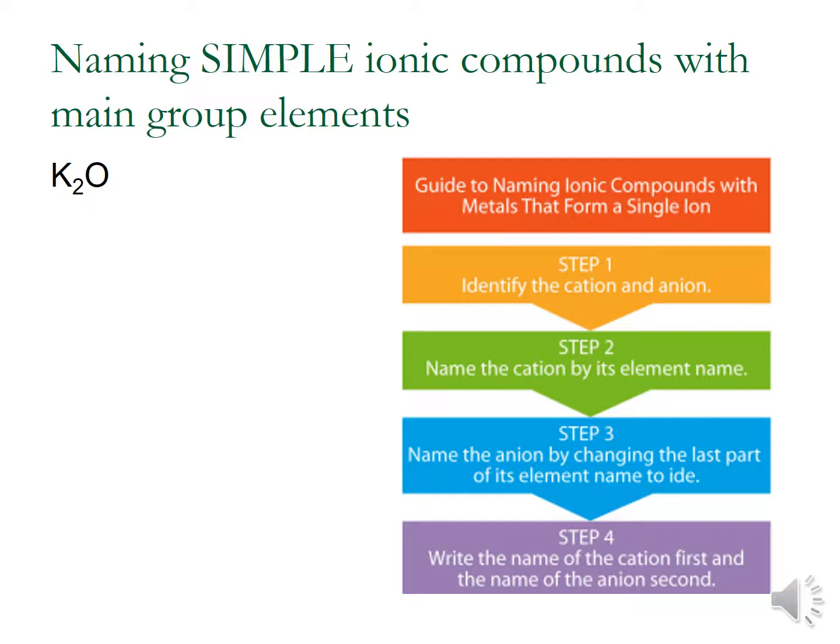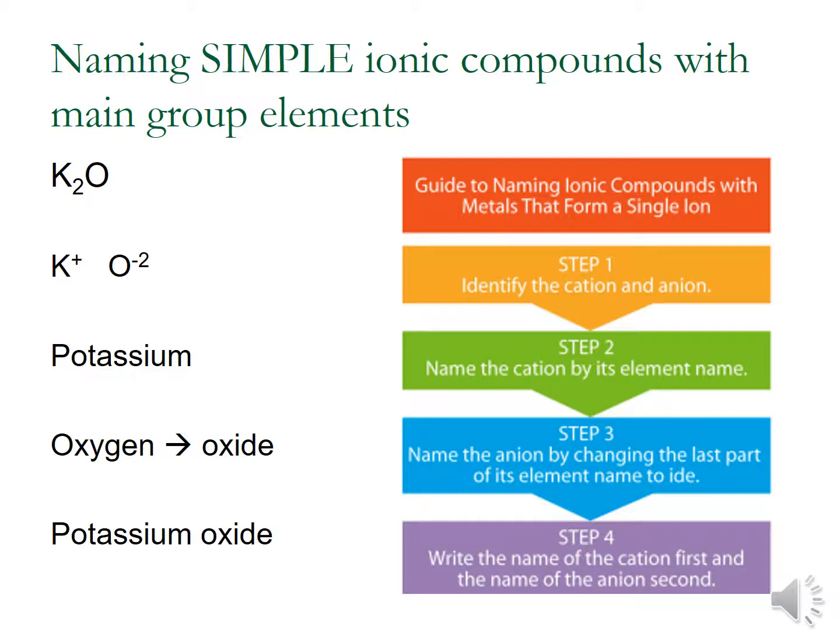Step 2, name the cation by its element name. So K is called potassium. Step 3, name the anion, but change the ending of its name to "ide." So instead of oxygen, it becomes oxide. Now we put the 2 names together. Potassium oxide. K2O's name is potassium oxide.